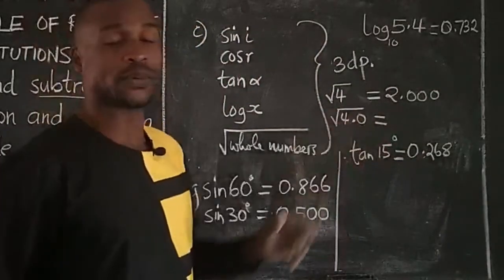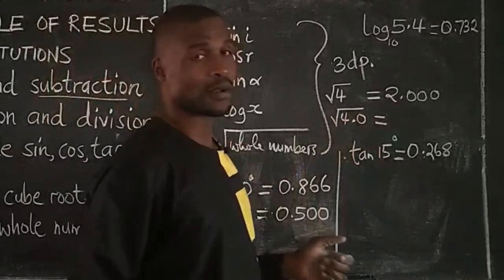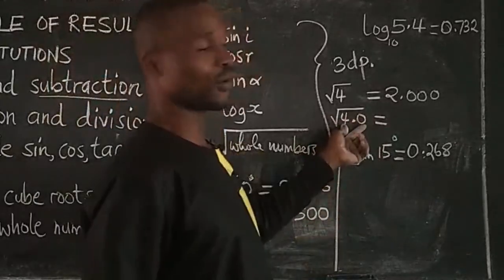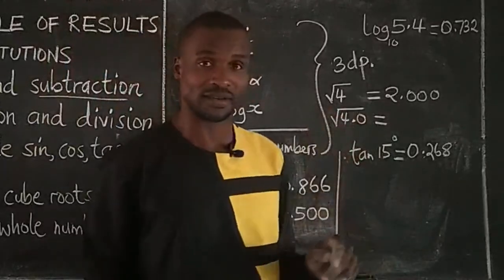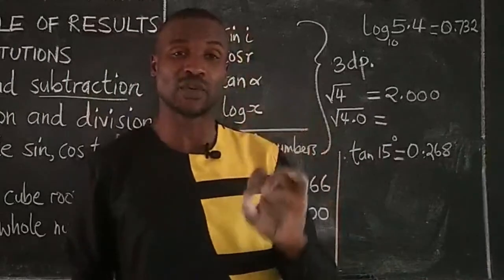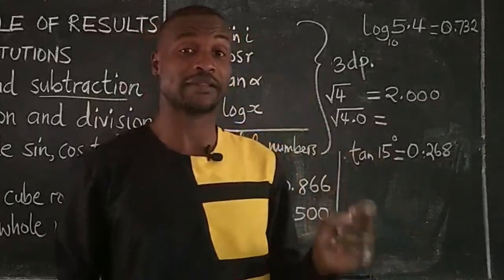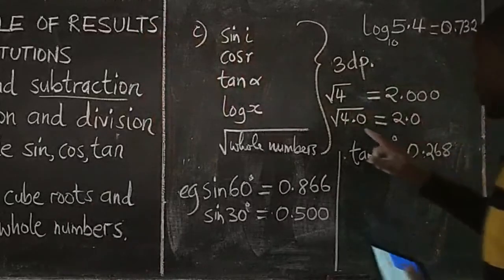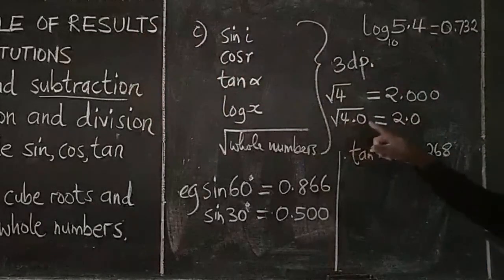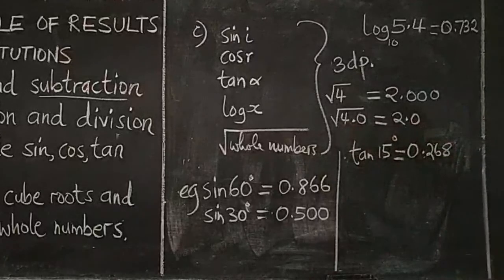What about 4.0? If you press in the calculator, it will give you 2 still. But 4.0 is not a whole number. So you maintain the number of significant figures. What did I say? If you are getting a square root of a value which is not a whole number, you maintain the number of significant figures. That means you're going to write 2.0. This one had 2 significant figures, so you write 2.0. Just like that. Something very basic.